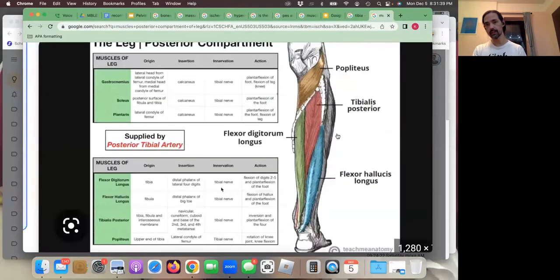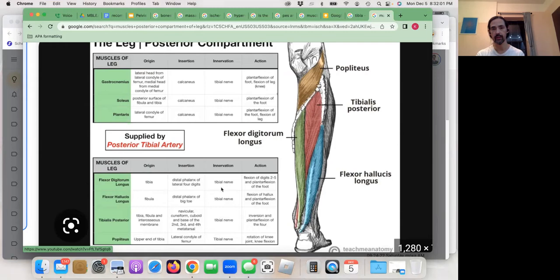FHL tendonitis. Okay, and then flexor digitorum longus. Flexor digitorum longus is on the inside. Flexor hallucis longus. Hallux, big toe, is the hallux. The others are digits. Big toe alone is called the hallux. Tibialis posterior is right behind the tibia. Right behind the tibia. Popliteus is above it. I love the colors. Awesome.